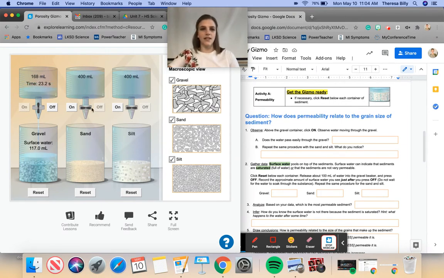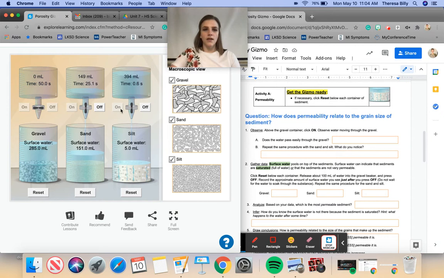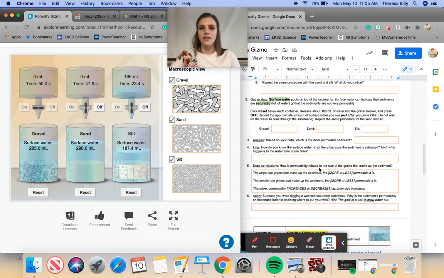Repeat the same procedure with sand and silt. So with sand, let's make a comparison. Notice that with sand, it takes a little bit of time for that water to sink down to the bottom and then eventually fill back up, whereas gravel was pretty instant. And then remember, silt has even finer particles. So look at how slow it takes for water to seep through to the bottom of that silt container. So those are your observations. Then you can pause now and fill in your answers.